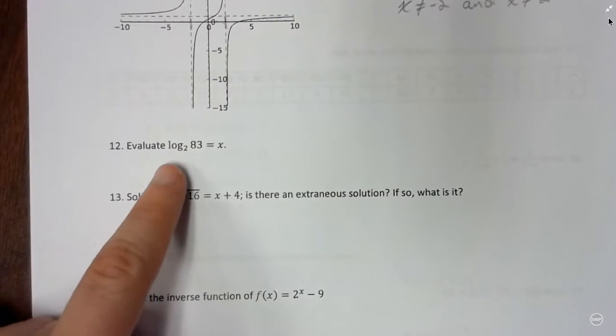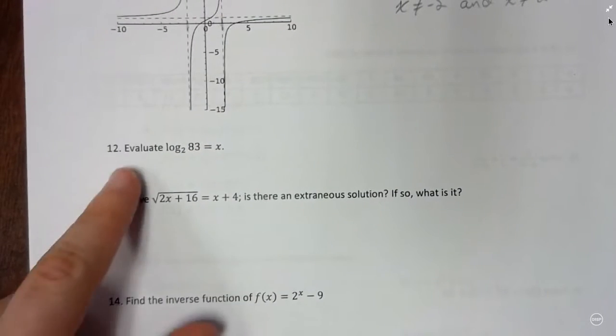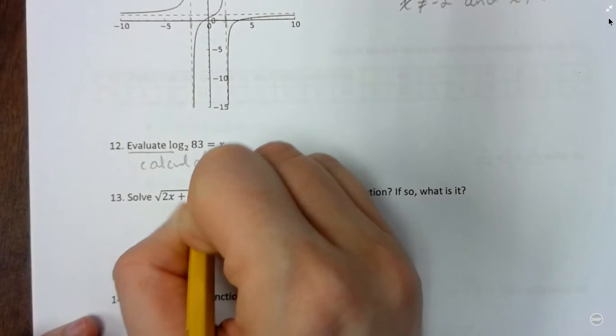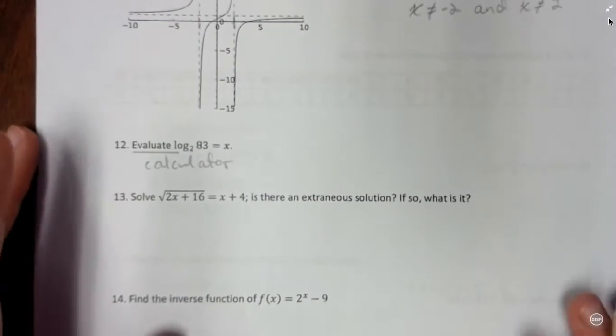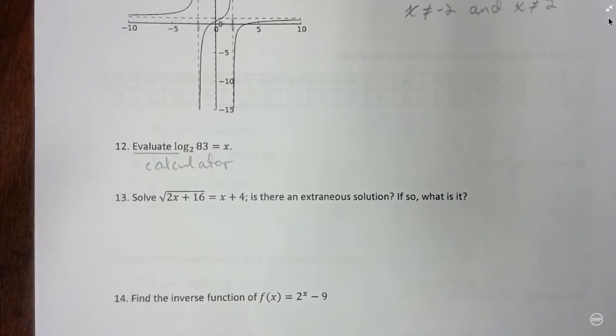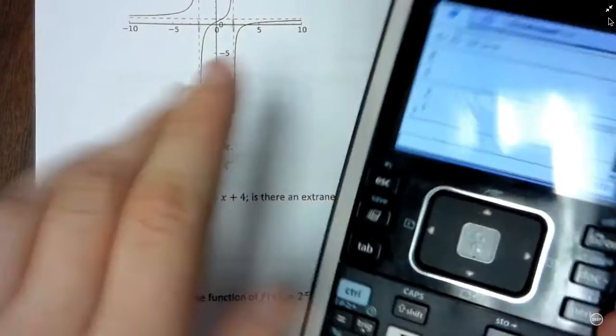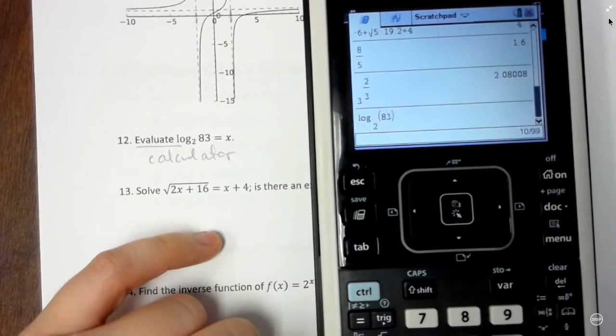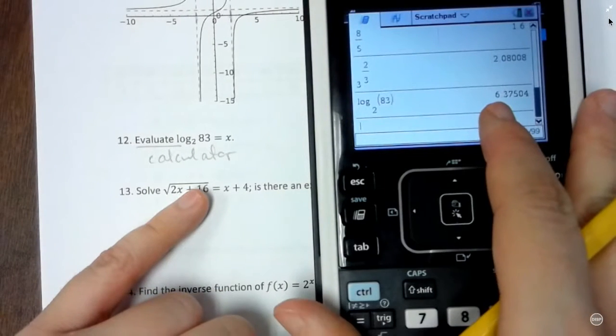Number 12, evaluate log base 2 of 83 equals x. So evaluate means put in your calculator. There's nothing to solve. There's no reverse PEMDAS. There's nothing else to do. Just put it in your calculator, honestly. So just plug him in. Log base 2 of 83. And I get this 6.37504.